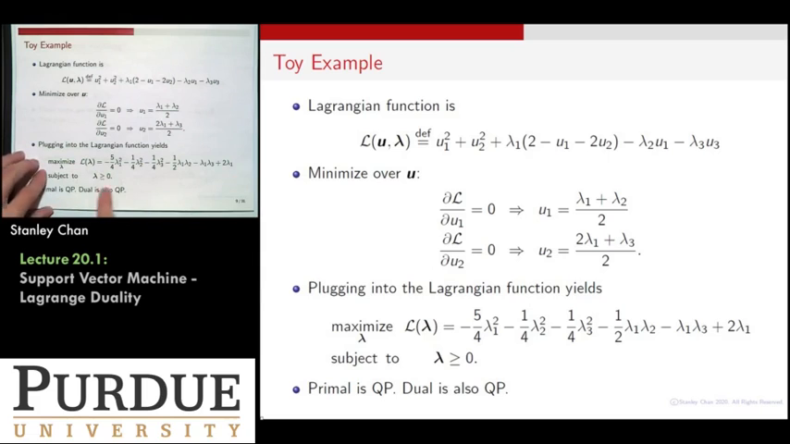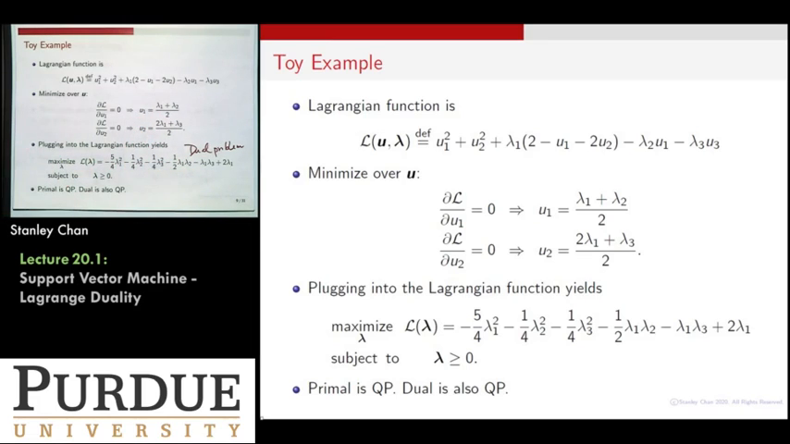And then you have a constraint, because you're looking at an inequality constraint problem, so you have lambda bigger than or equal to 0. This is called the dual problem. By solving this dual problem, you will be able to find a good lambda, and by plugging that in here, you'll be able to find the primal solution.